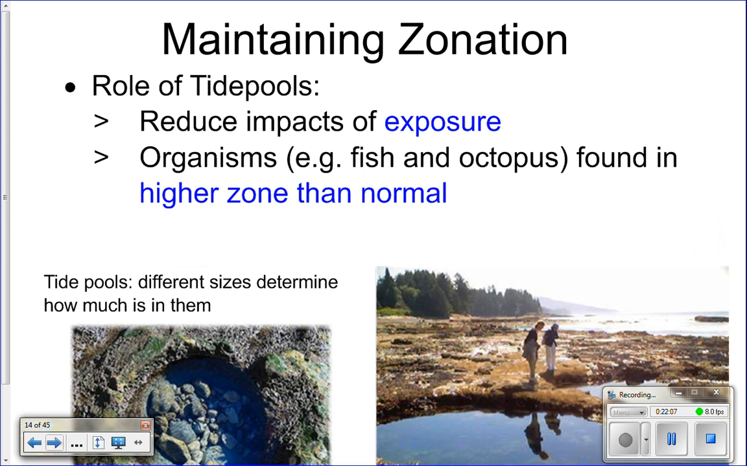Tide pools kind of mess up that zonation because they hold on to water during low tide and allow for things to be found higher in the intertidal zone than they normally would be.